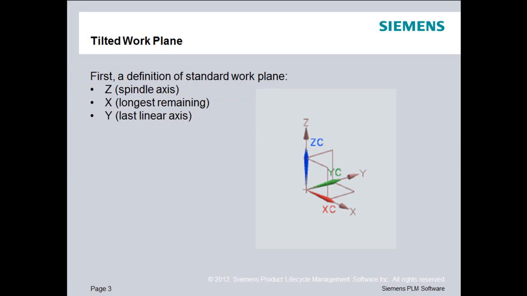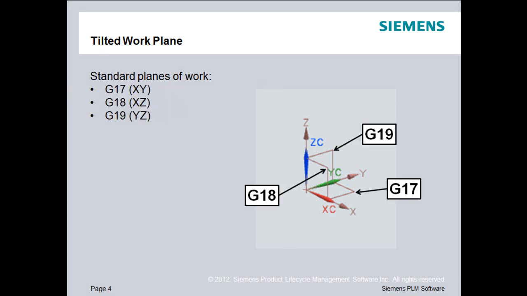First, a definition of the standard work plane. Typically, when we're talking about a 3-axis machining center, we're talking about these 3 axes. Z, of course, is the spindle axis. X is the longest linear axis that remains. And finally, Y would be the last linear axis. Now, these axes form planes, and the standard planes of work are shown on the screen.